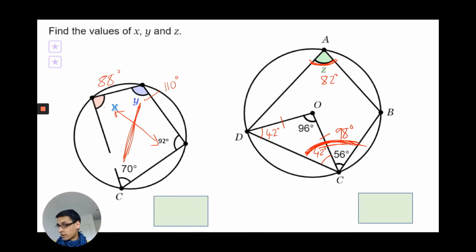I hope you got that correct. But we're now really getting into circle theorem questions here. So I will see you in the next video for proof number 5.